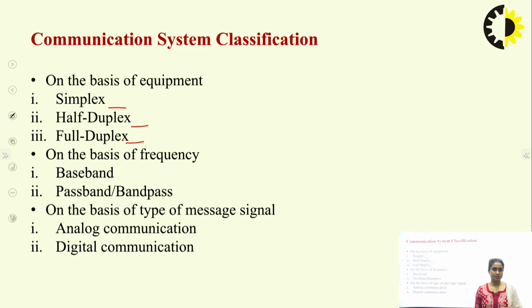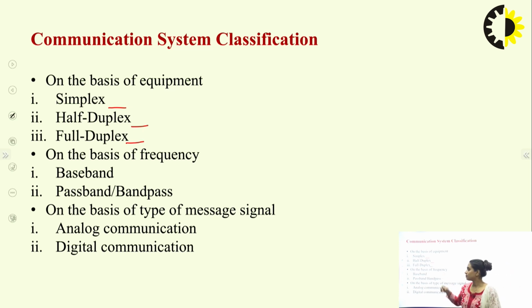What is a simplex kind of communication system? Here, my equipment is either capable of transmitting or receiving. We can take example of a simple facsimile machine, fax. It is capable of receiving only. It receives some input and what it gives is the printed form of output, right? Whereas it is not capable of transmitting.